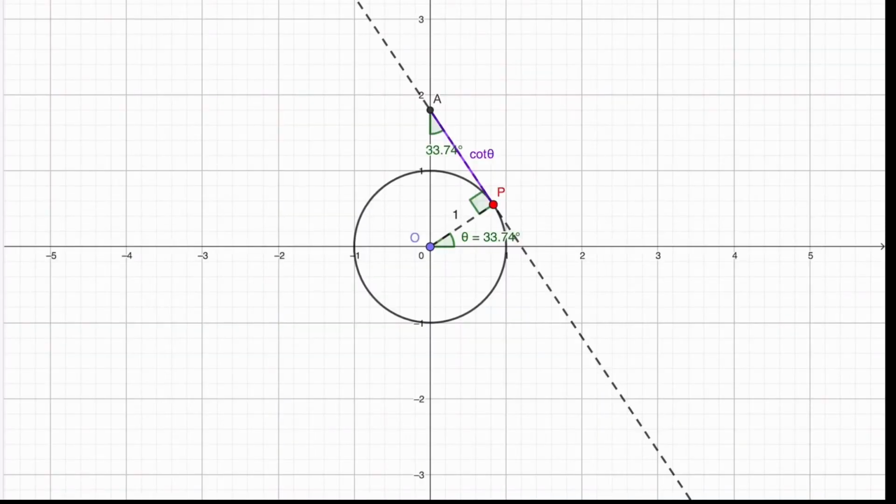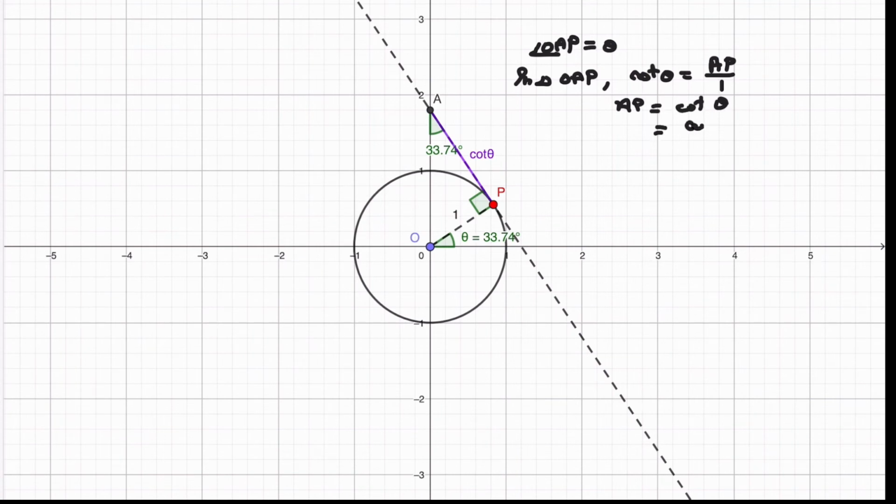Let us now see about cot theta function and its graph. Angle OAP is also theta. Therefore, in triangle OAP, cot theta is adjacent side upon opposite side. Adjacent side of angle OAP is AP and the opposite side is the radius, which is 1 unit. Therefore, AP gives cot theta value.